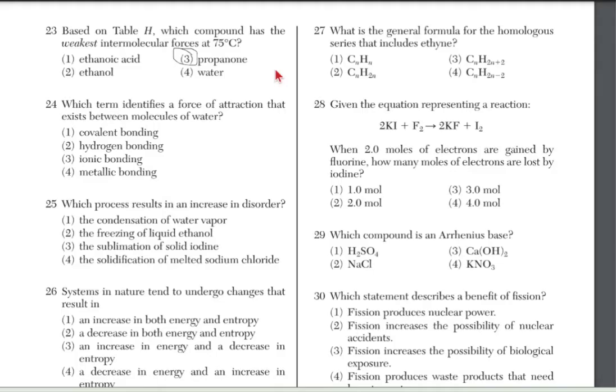Which term identifies a force of attraction that exists between molecules of water? The answer is 2. H2O includes hydrogen, hence hydrogen bonding.